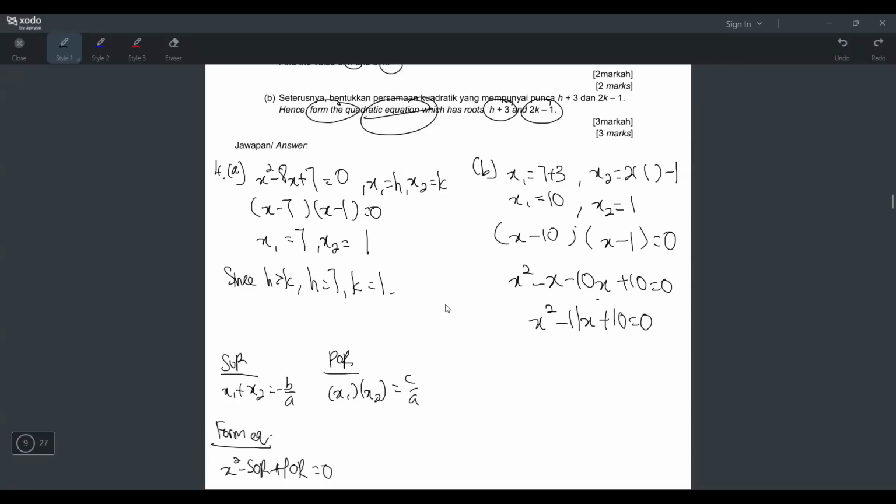So let me show you the other method. x1 equals 10, x2 equals 1. Let's do the sum of roots. The sum of roots will be what? 10 plus 1.